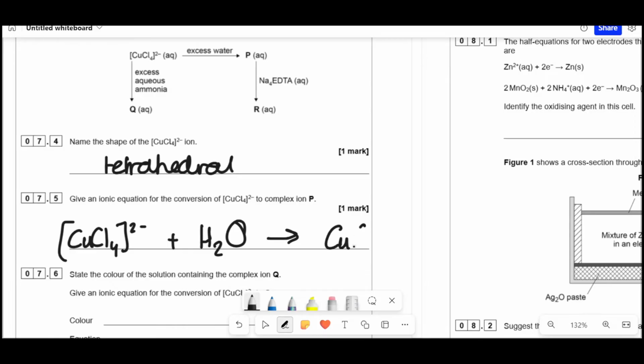So you've got Cu(H2O)6 2+. Then you're left with the 4 Cl- from here. So now all you've got to do is put 6 H2O there.